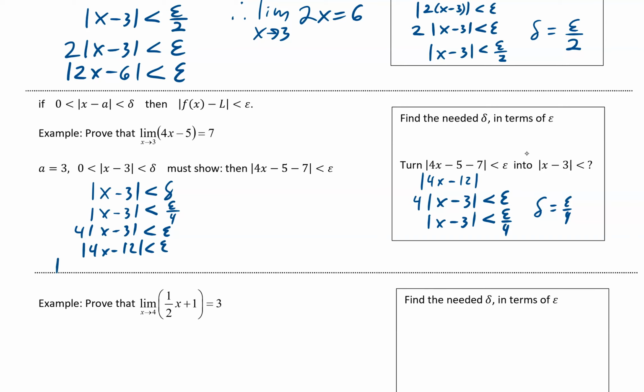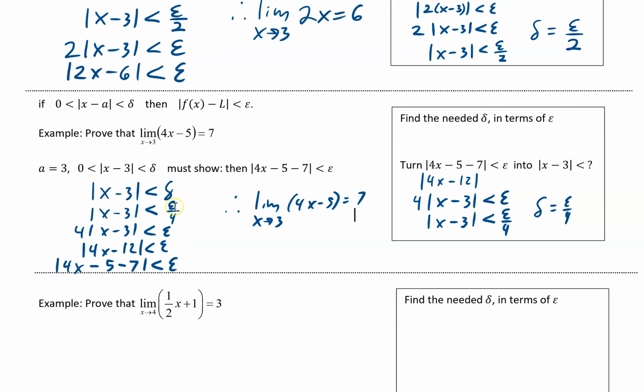And then finally we write |4x - 5 - 7| < epsilon. Therefore, the limit as x approaches 3 of 4x - 5 equals 7. See, these limits already are true. And since they are true, this is working perfectly fine. So we're just proving that it's true. So again, we're starting with what we know is true.